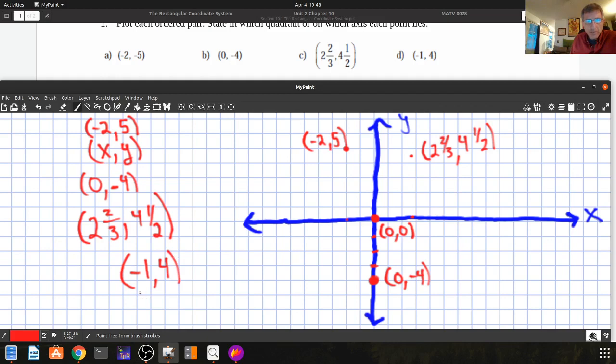And the final one we're asked to do is -1 and 4. So again, remember, if you always get lost, these are always in the form of where it's located on the x-axis and where it's located on the y-axis. So I'm going to start with my 0 and go to -1 on my x-axis, which is right there. And then I'm going to go up 4. So that's 1, 2, 3, 4. So this is at the address -1 and 4.